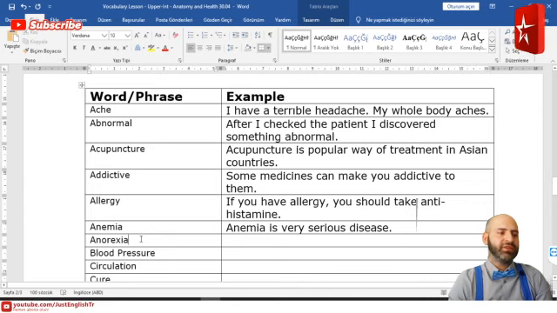Anorexia is also a type of disease. Lack or loss of appetite for food. This is anorexia, you mean, yes? Yeah, Sima, you are correct.